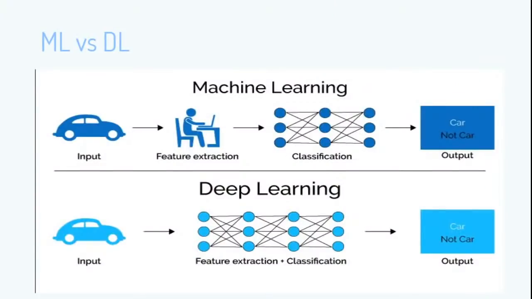Then you can see the difference. If you take machine learning, we have to do feature extraction, and then we go into the classification. But if you take deep learning, the deep learning algorithm will automatically do feature extraction and classification. Feature extraction is nothing but identifying which data are important and which data are unimportant.